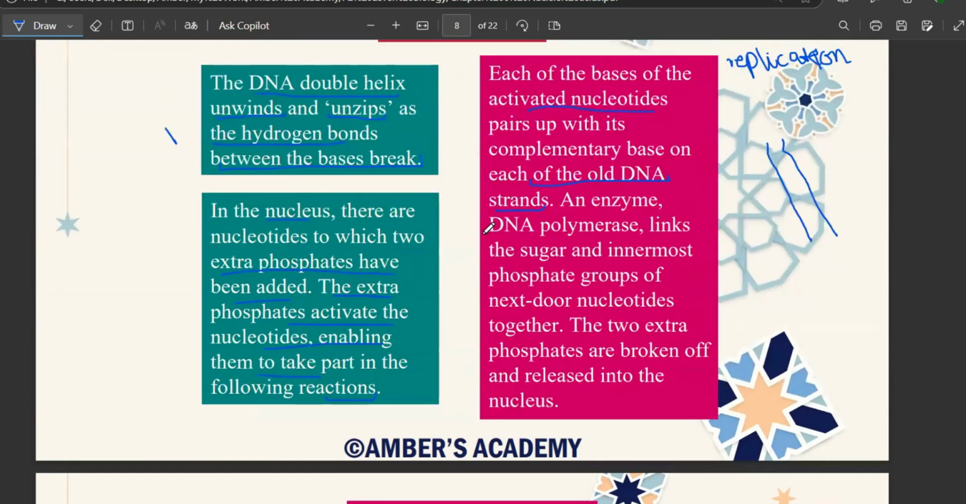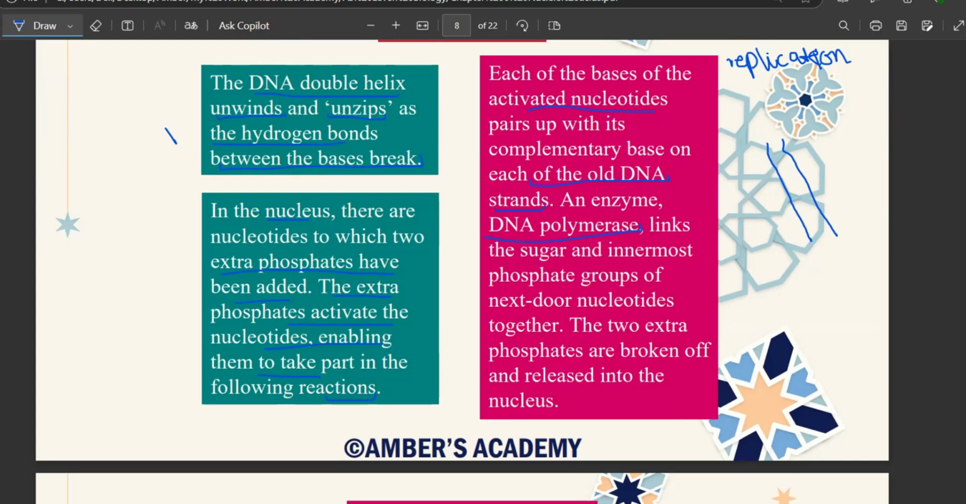So an enzyme, DNA polymerase, links the sugar and innermost phosphate groups of the next door nucleotides together. The two extra phosphates are broken off and released into the nucleus. I know this is difficult to understand, but just mark it for yourself. A 2 marks question comes for the working of DNA polymerase, in which you have to write what exactly is the function of DNA polymerase: that it's an enzyme which links the sugar and the innermost phosphate groups of the next door nucleotides together.